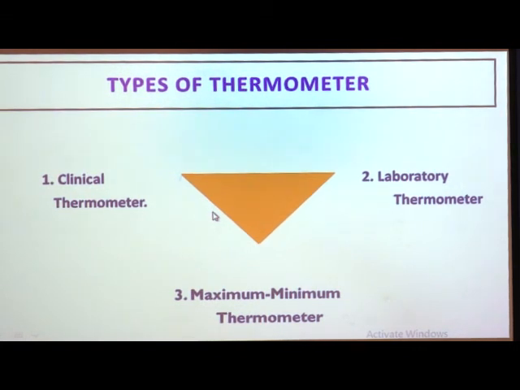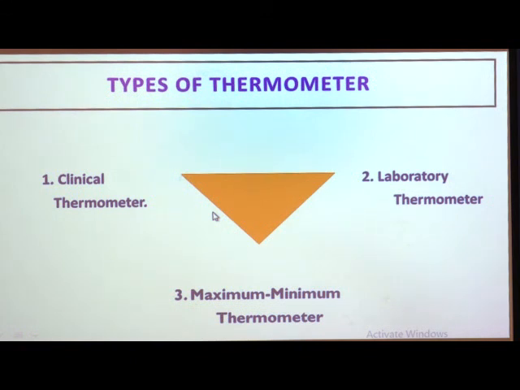The first type is a clinical thermometer, the second is a laboratory thermometer, and the third is a maximum and minimum thermometer. These thermometers are not classified on the basis of which type of substance is used to measure temperature. So on which basis are they classified like this?